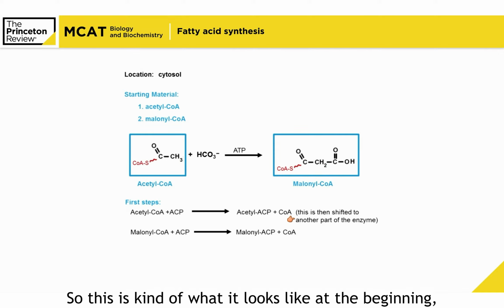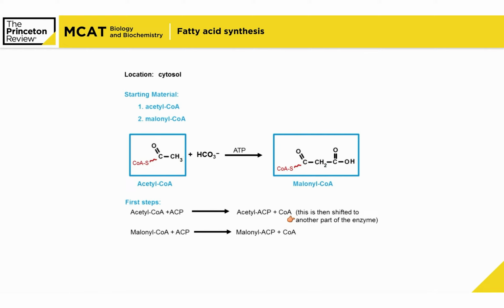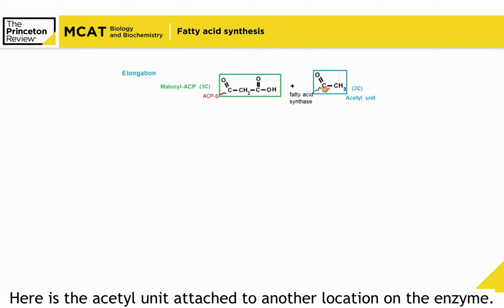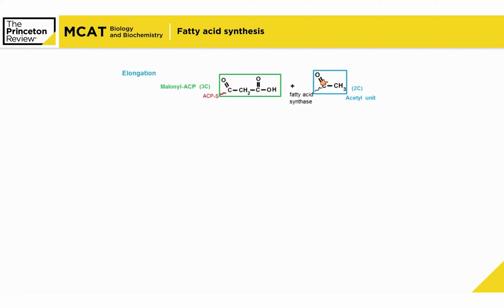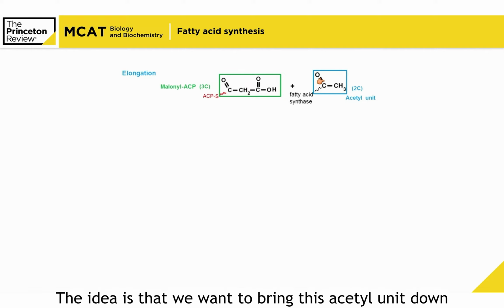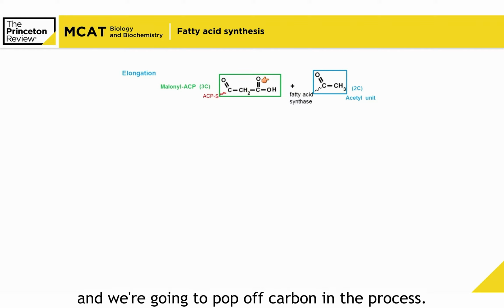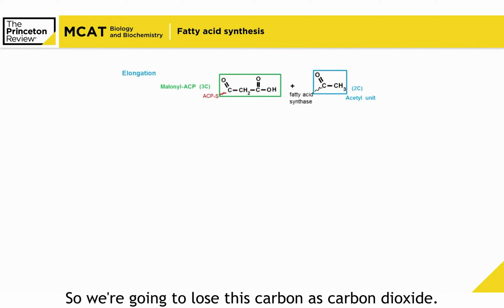So this is kind of what it looks like at the beginning. Here is malonyl attached to the acyl carrier protein. Here is the acetyl unit attached to another location on the enzyme. The idea is that we want to bring this acetyl unit down to the malonyl. We're going to connect it to the malonyl, and we're going to pop off a carbon in the process. So we're going to lose this carbon.